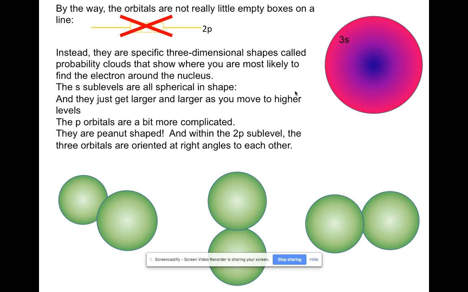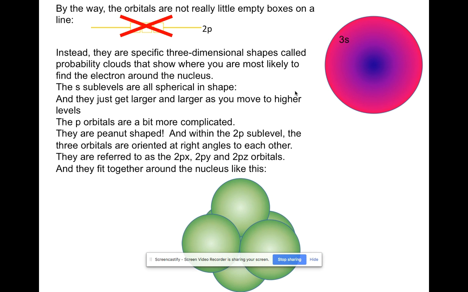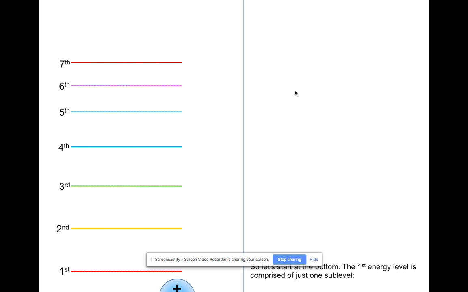Separately, they'd be drawn like this, but collectively they come together to form the shape you'd get if you took 6 balloons and tied them together. So collectively, this P subshell can hold up to 6 electrons. The first energy level, like we said, has just an S subshell, so it only holds 2 electrons. And that's all there's really room for.